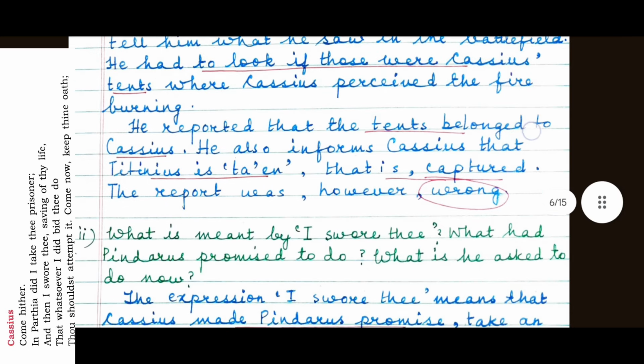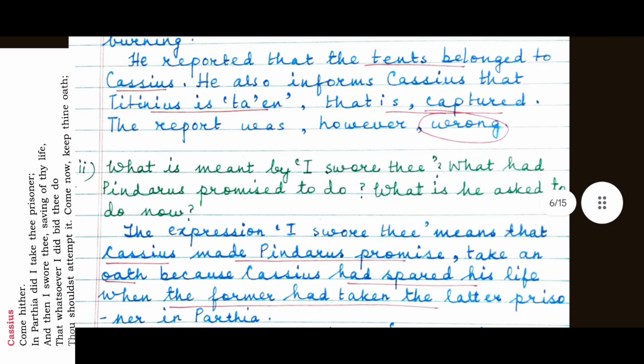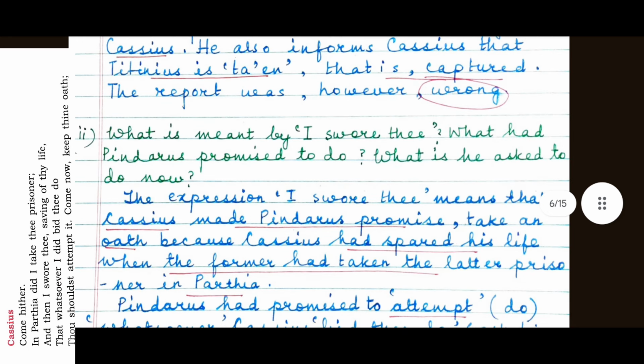Next, what is meant by I swore thee? The expression I swore thee means that Cassius made Pindarus promise, take an oath, because Cassius had spared his life when the former had taken the latter prisoner in Parthia. Former का मतलब Cassius, latter का मतलब यहाँ पे Pindarus. Pindarus को याद दिलाया, remember that promise you had made when I had spared your life. I took you prisoner and I made you promise that you will do whatever I tell you to do.